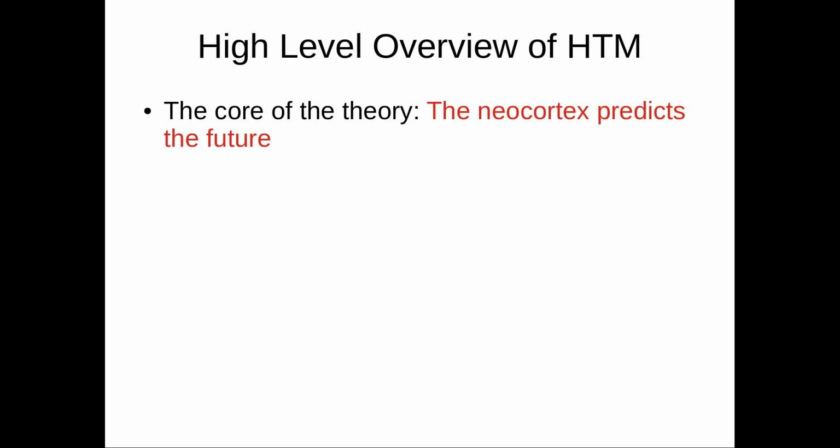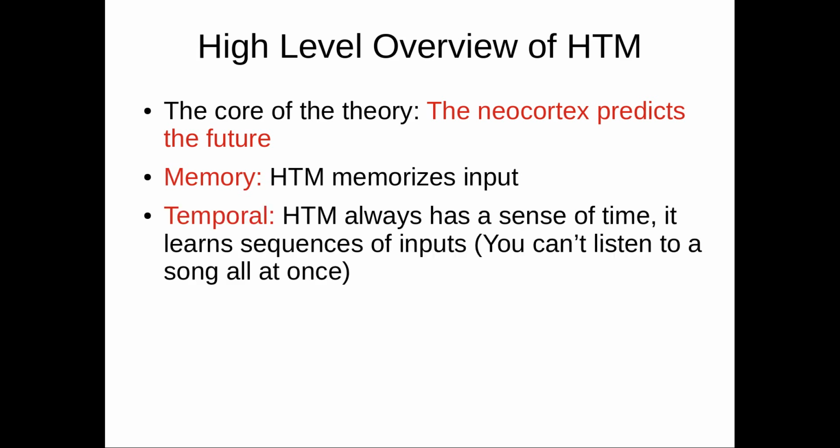Now, I'd like to first take the words here, hierarchical temporal memory, and pull them apart, kind of explain the parts. And I'll do it in reverse order. So I'm going to start with memory. HTM memorizes input of some kind. All right. Then temporal. HTM always has a sense of time. This is really important. It's a core part of Hawkins' theory. So he says the brain always has time. There's always a before and there's always an after. It learns sequences of inputs.